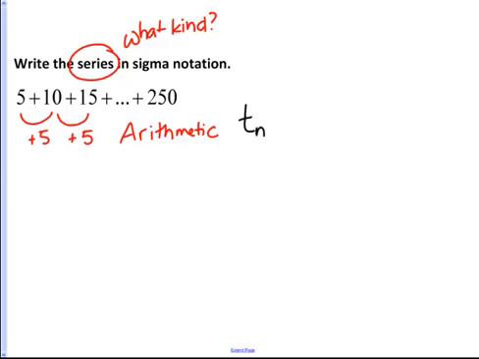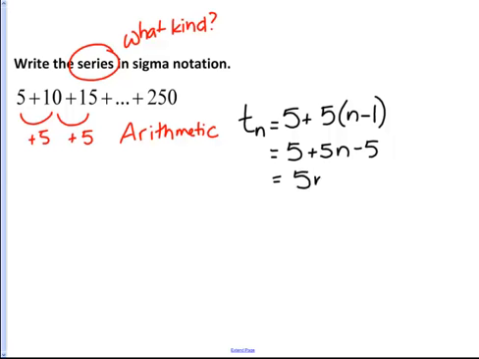I can write a formula for each term of this series, and that's just that the nth term is equal to the first term plus the common difference times n minus 1. In order to use this in sigma notation, you'll want to simplify it. So we get 5 plus 5n minus 5, which just simplifies to 5n. So that's the formula you'll put on the right side of your big sigma.